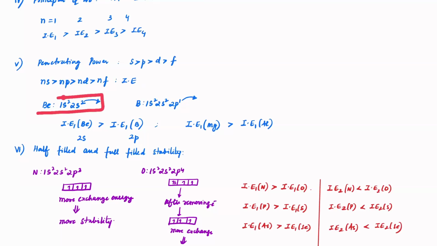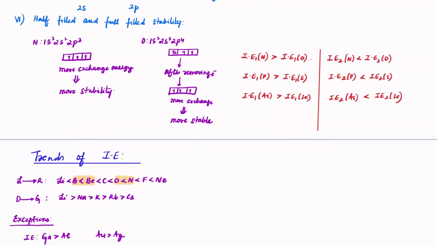This is how ionization energy varies. When it comes to beryllium, for example, removing an electron from 2s orbital is more challenging than removing an electron from 2p in boron. That's the reason the first ionization of beryllium is greater than the first ionization of boron. And this logic can be applied to the next elements also. That is, if you take the first ionization of magnesium, it is greater than the first ionization of aluminum. The next factor is half-filled and full-filled stability.